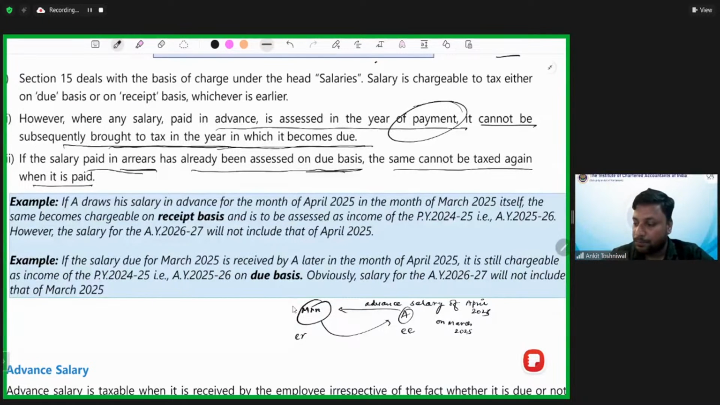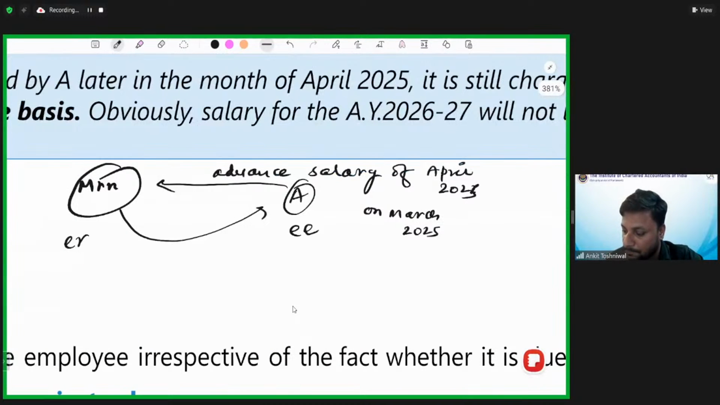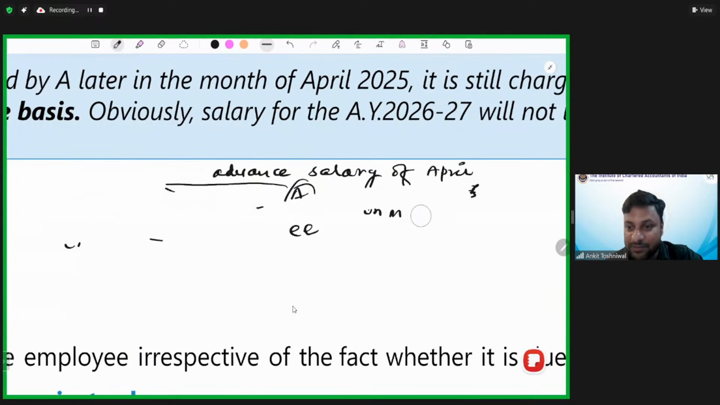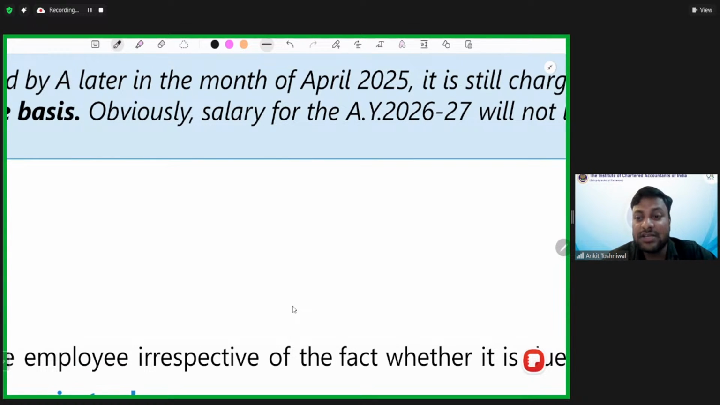What is arrear, first of all? Arrear of salary. What does this mean? Anybody have any idea what is arrear? Outstanding salary. Okay, salary not given by the employer. Outstanding already, but that will be taxable on due basis if it is outstanding. A salary becomes outstanding when it is due.